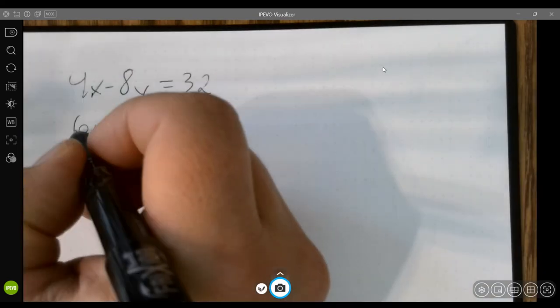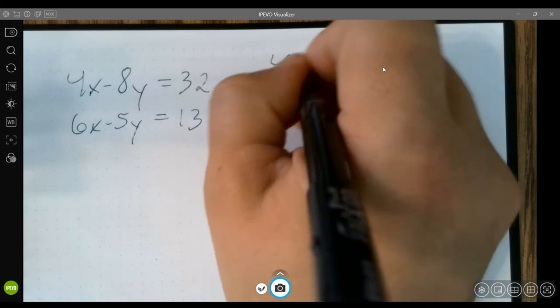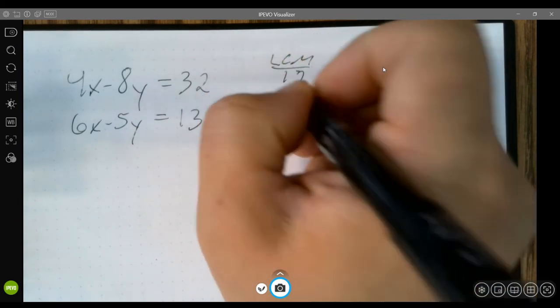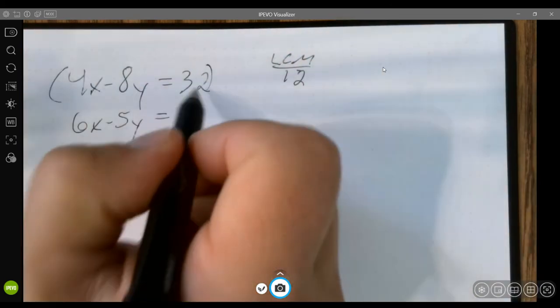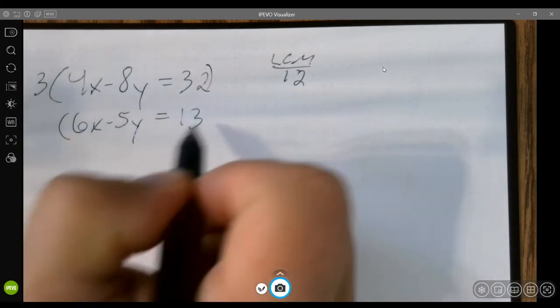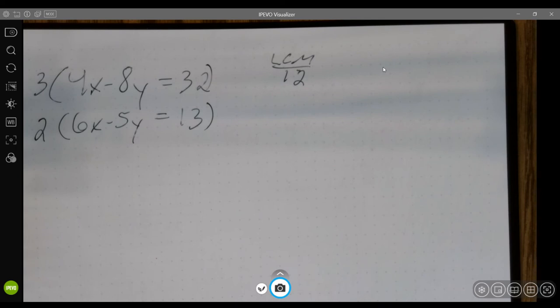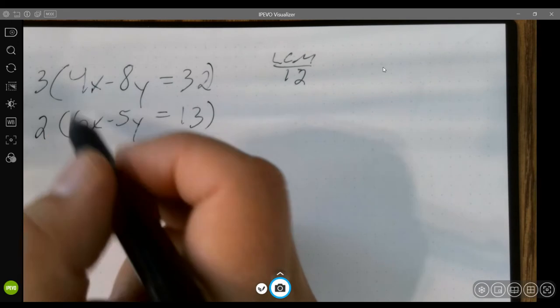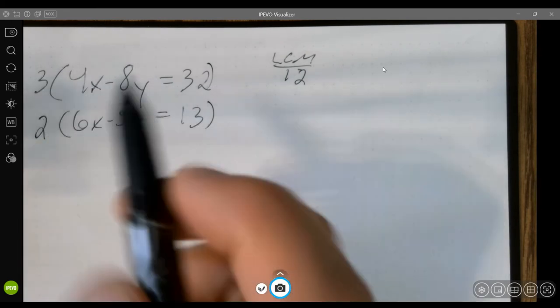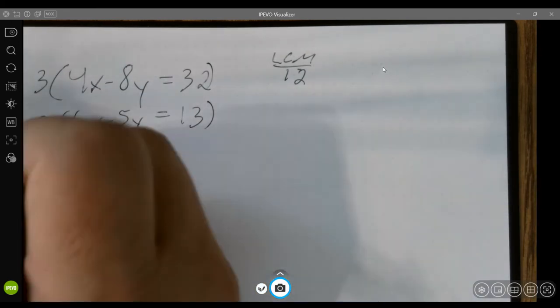So I'm going to actually look at 4 and 6, they actually have a least common multiple of 12. So I'm thinking, how do I change 4 to 12? Well, I multiply by 3. How do I change 6 to 12? I multiply by 2. But there's one other thing we said in there. We need to make sure that they are opposite signs. Right now, they're both positive. So one of these rows I need to multiply by a negative.